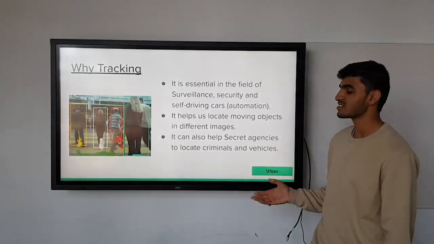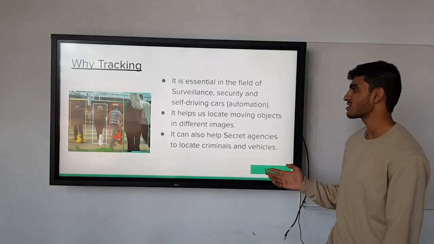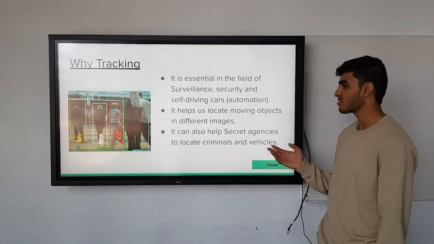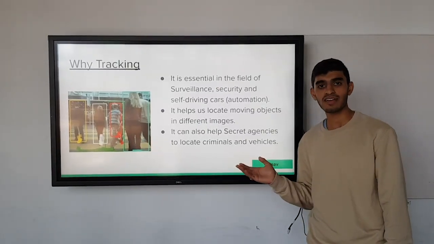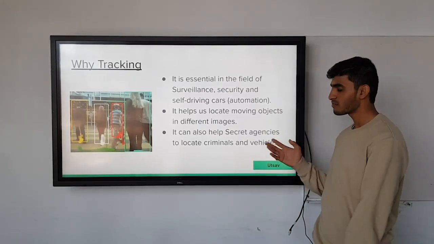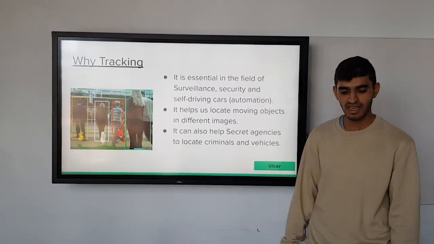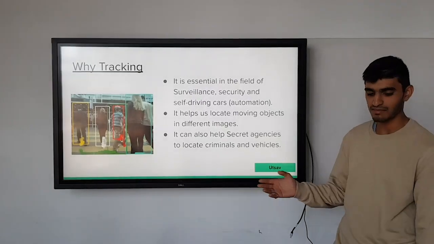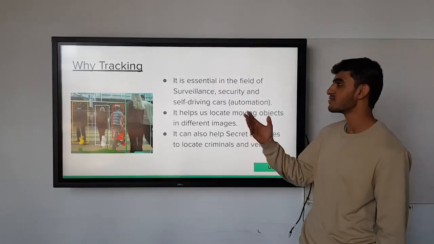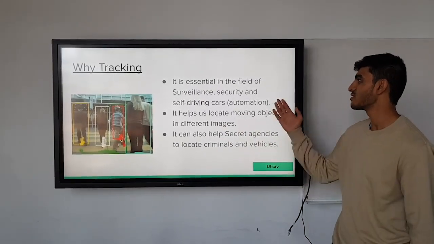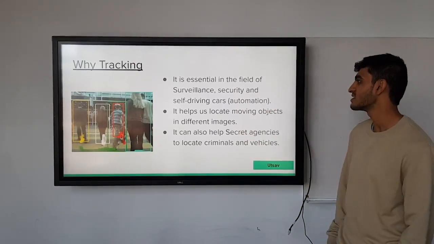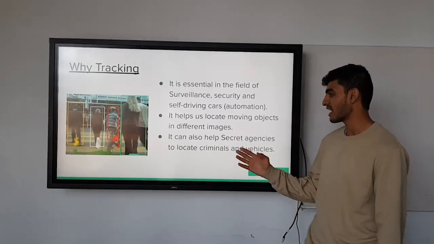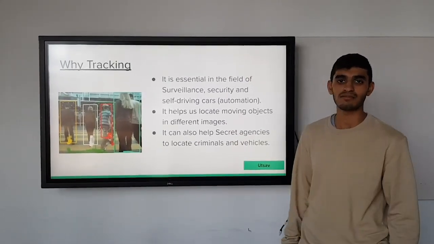An inspiration for this project was taken from the pedestrian tracking project at the Georgia Institute of Technology. It demonstrated a tracking system that visually tracked and counted the number of pedestrians crossing a pathway and the direction from which they entered. To understand this topic further, it becomes necessary to investigate the need for tracking. Tracking is used in the field of surveillance, security, and self-driving cars. It helps us locate moving images over time, and can also help secret agencies to locate criminals and stolen vehicles.